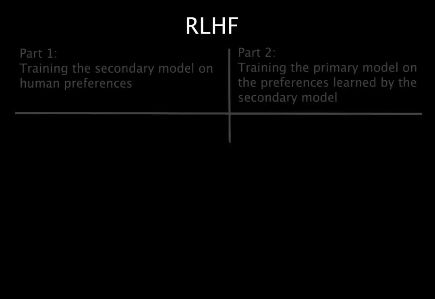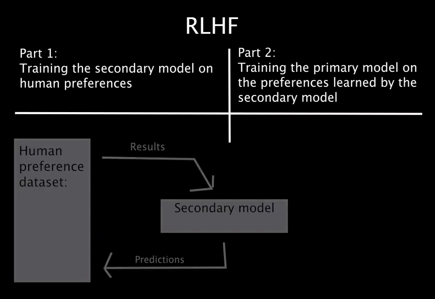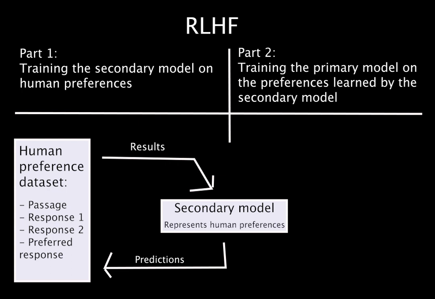The second alignment stage is reinforcement learning from human feedback. This stage has two main parts. In the first part, a secondary model is trained using supervised learning on a dataset of human preferences. An example of this is a passage, two responses, and a human annotated target of which response was better. The model's objective is to correctly predict the human annotated target. By doing this, it learns some understanding of human preferences.